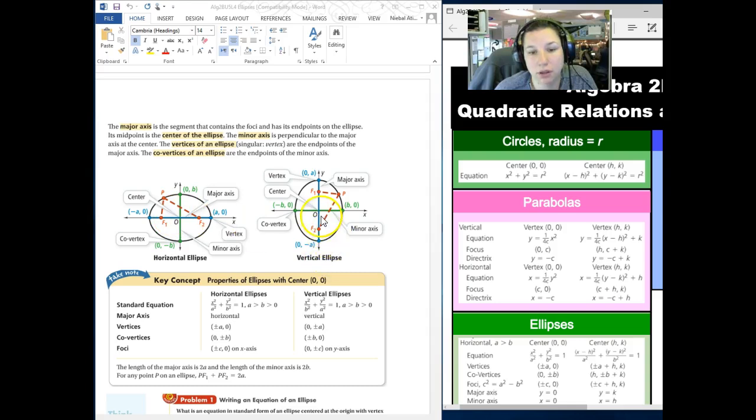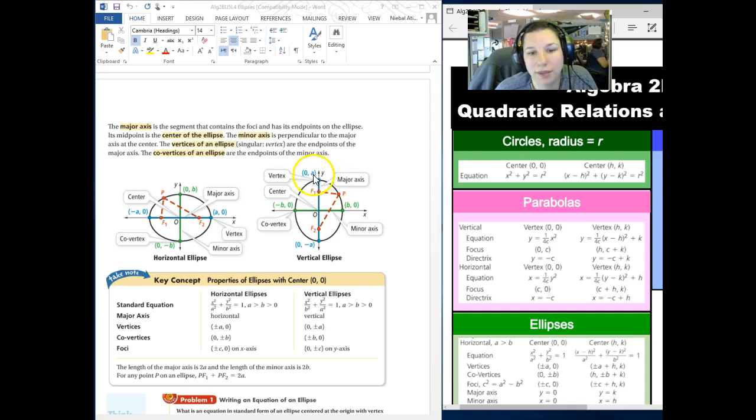In the vertical ellipse, the vertical axis is the longer one, so that one's the major and this one is the minor. And then you have your vertices, which is where your ellipse is intersecting with those axes. So you have a vertex here and here, here and here.